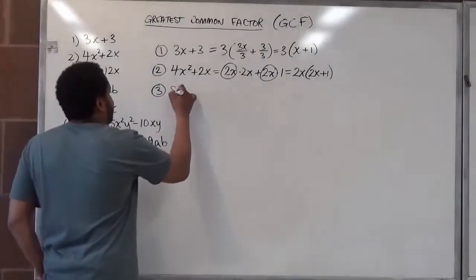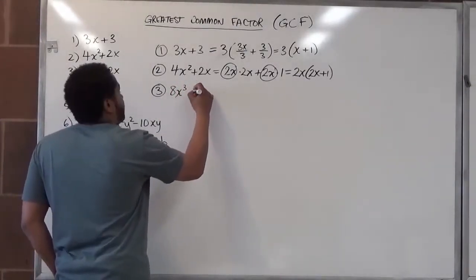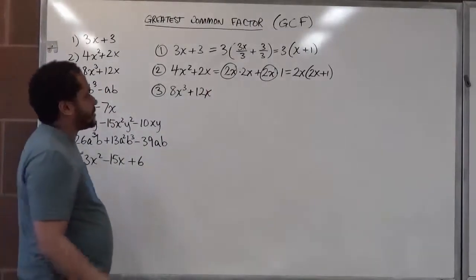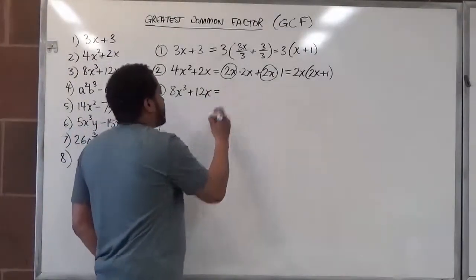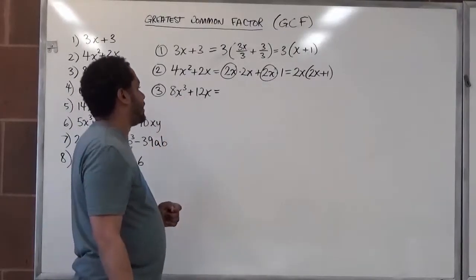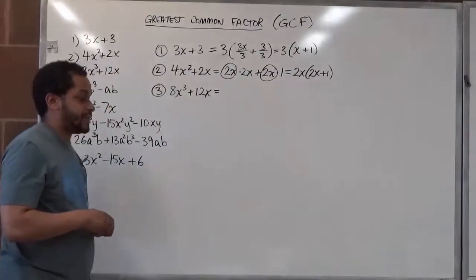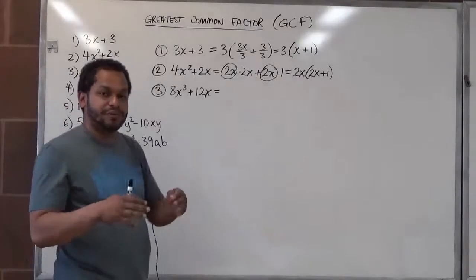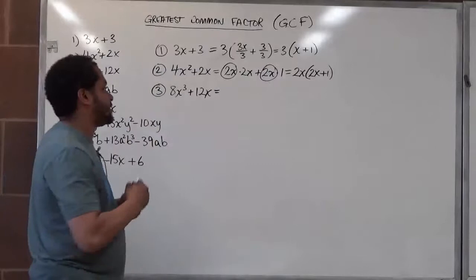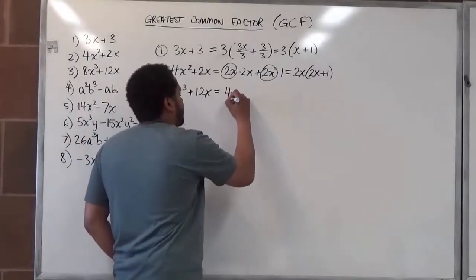And here we have now 8x cubed plus 12x. Now, when we're looking at the numbers, another technique we can use is looking for a number that makes both of the numbers that we see. And if we're looking at 8 and we're looking at 12, we know that 8 and 12 are both multiples of 4. So we know that the first thing we have to do here is factor out the number 4.